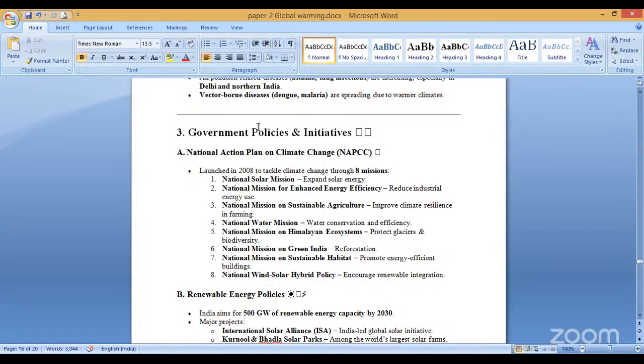Because these are the national action plans towards climate change, the government policies, that's why I'm going to explain it one more time. National Action Plan on Climate Change.